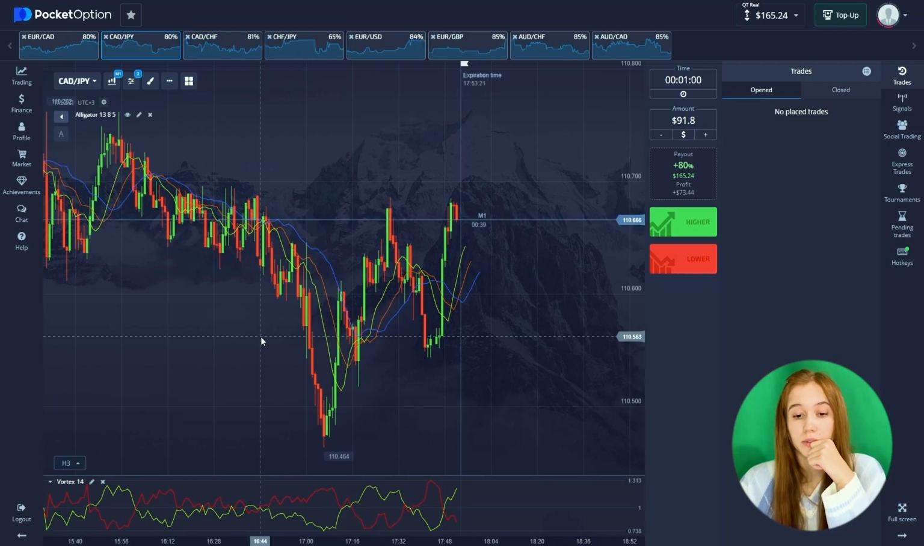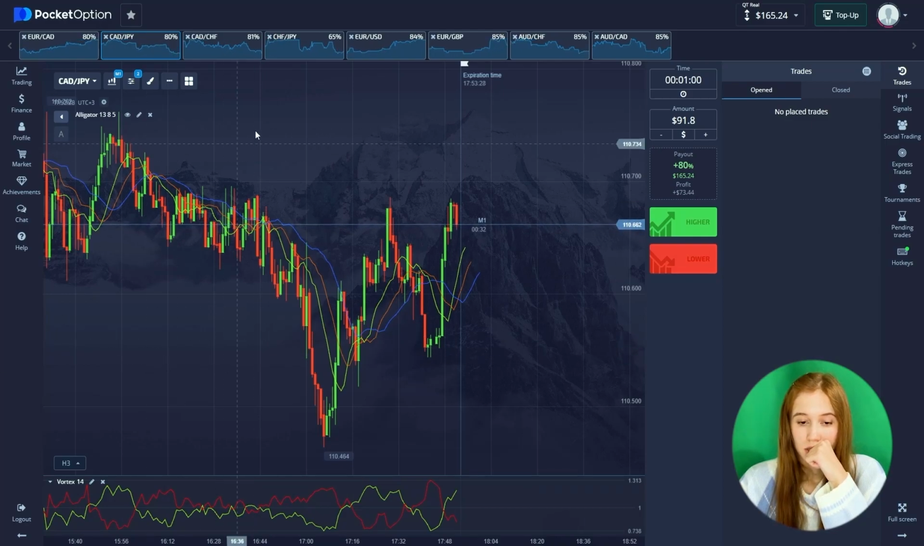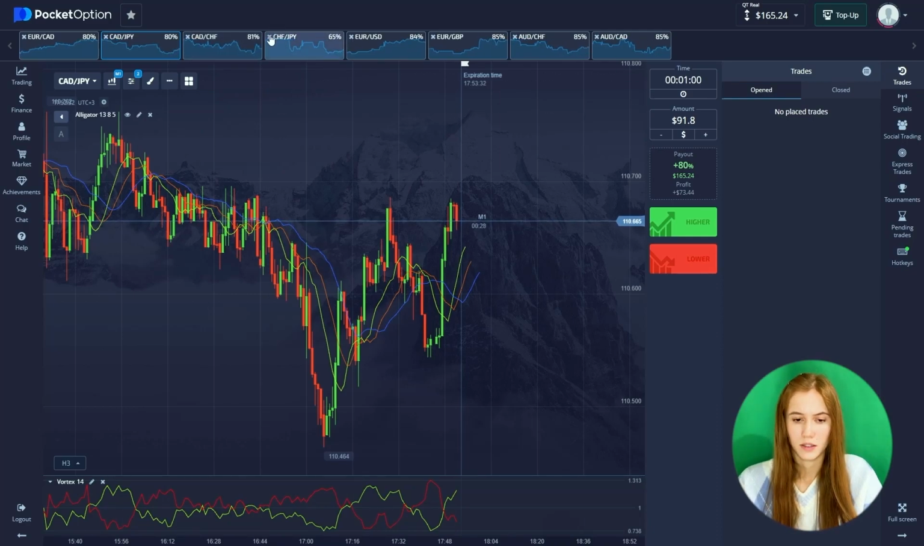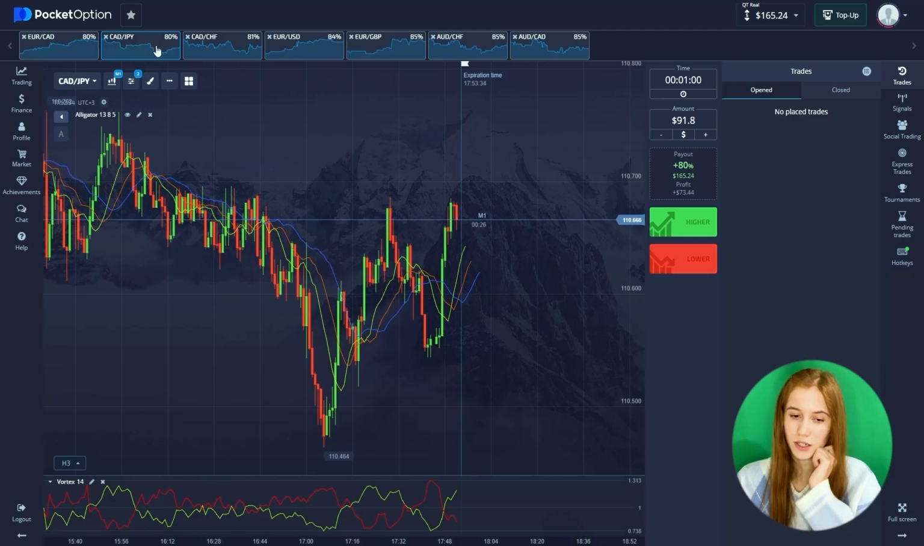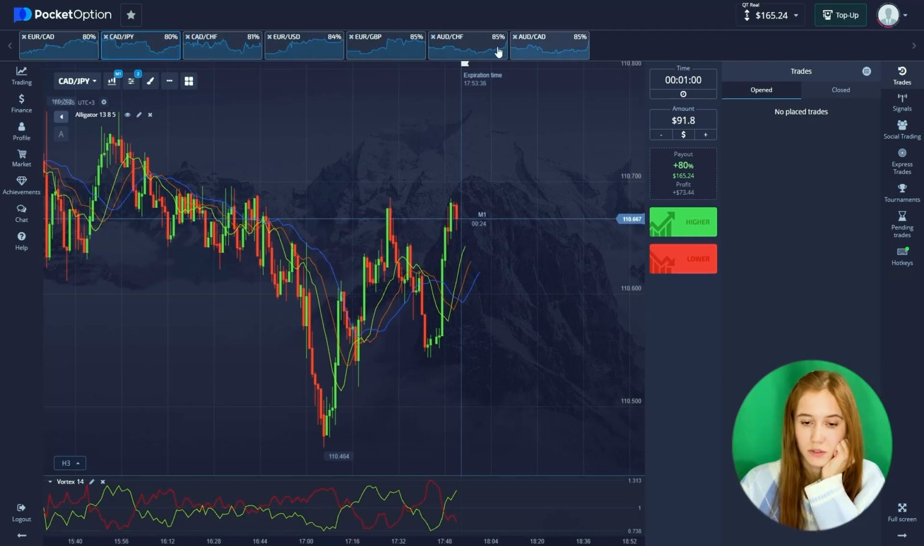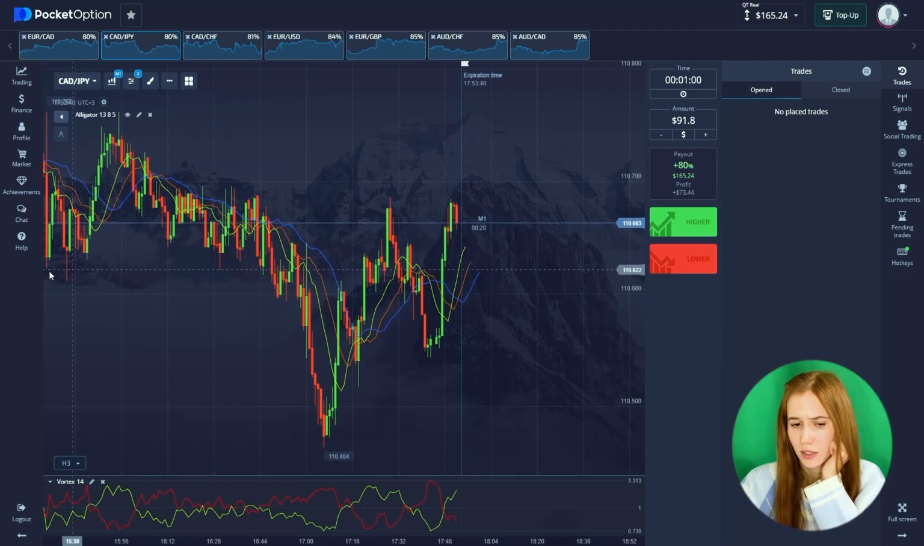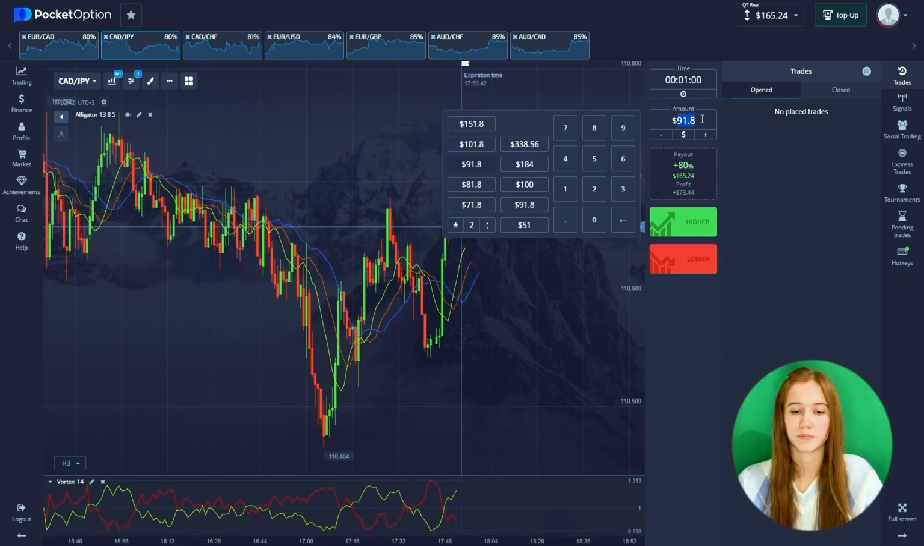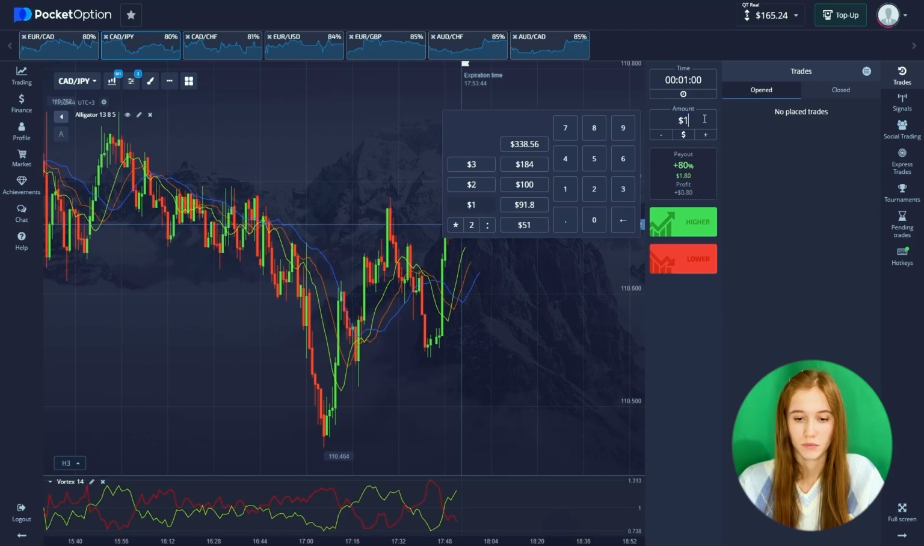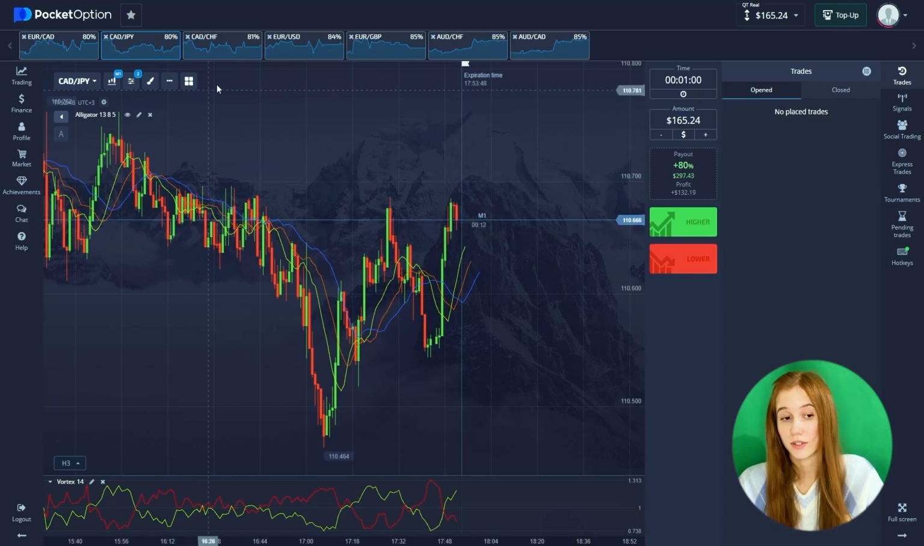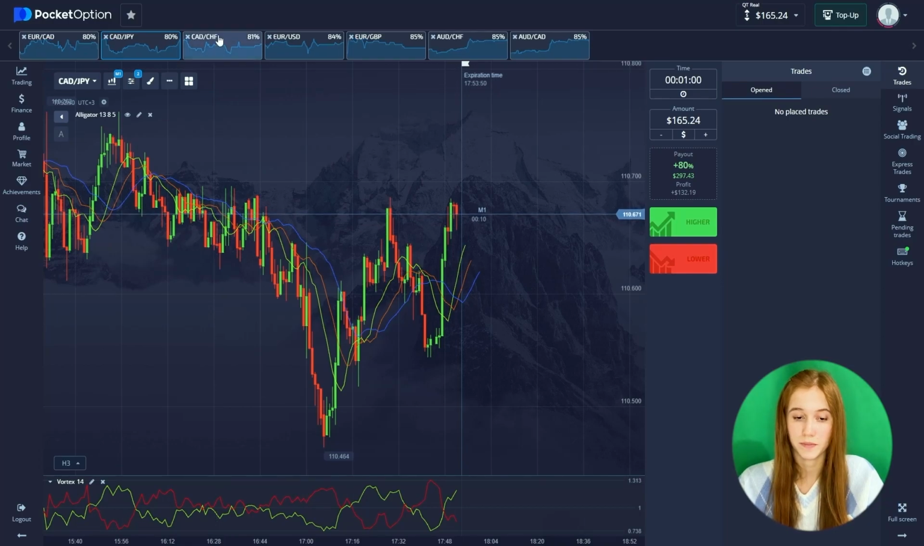Every trader we have is successful. Let's remove this concept bar. It's 65%, not a good percent. Let's increase to $165.